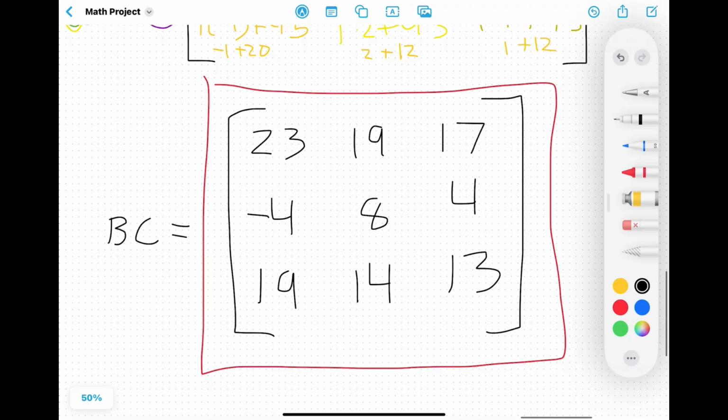So multiplying matrices is just a repeated process. Once you know the process, it's pretty simple.